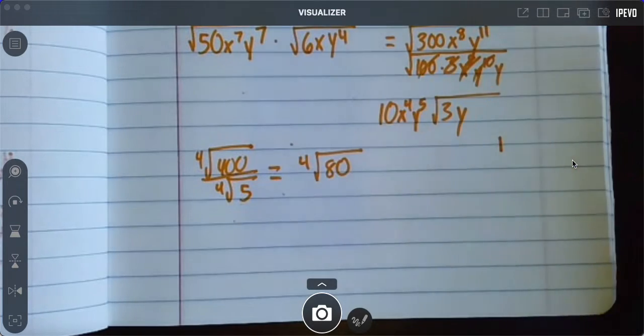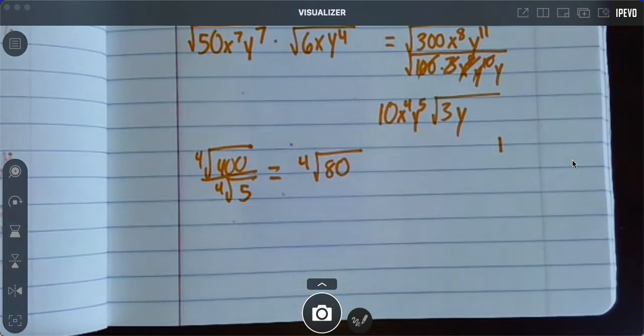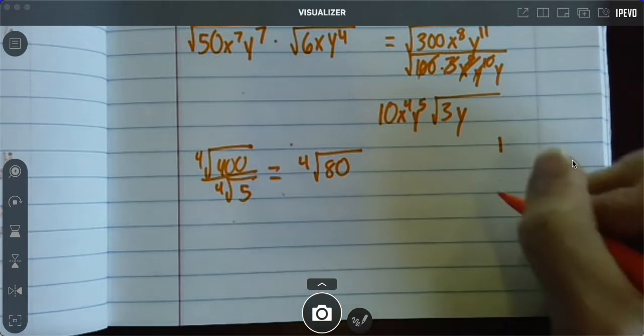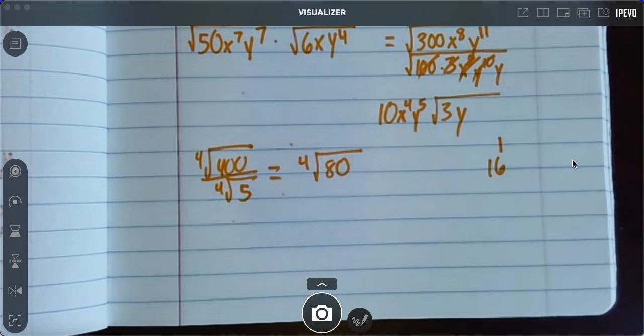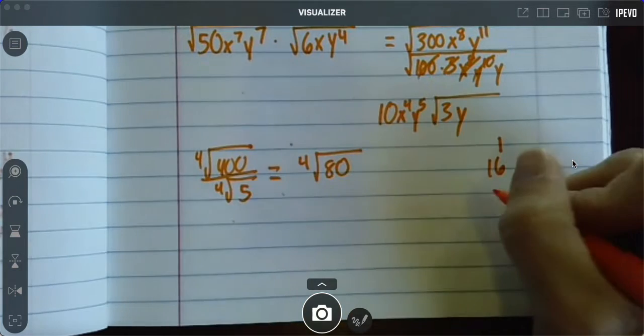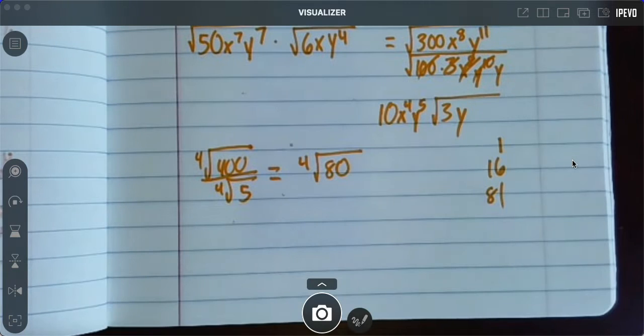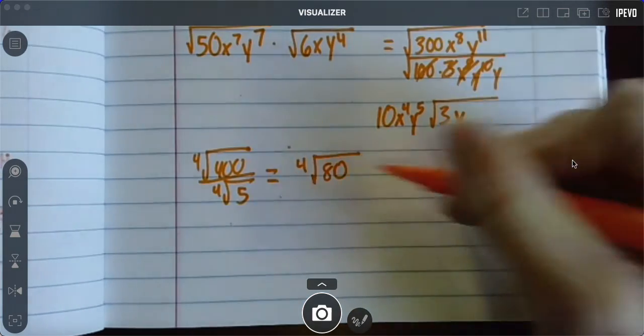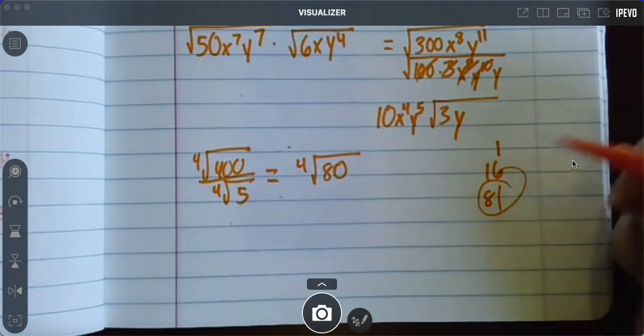Well, we know it's not 1 to the 4th power. What's 2 to the 4th power? 16. Okay, what's 3 to the 4th power? 81. Okay, does 16 go into 80? It has to. It does. Those are our only choices because now we've already passed up 80. So 16 goes into 80.